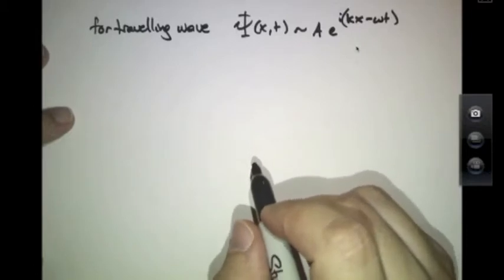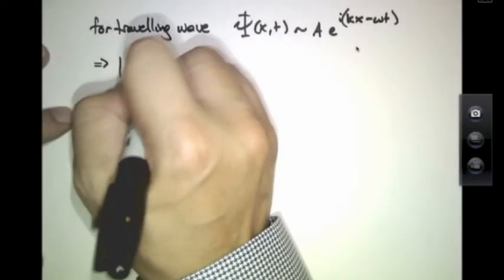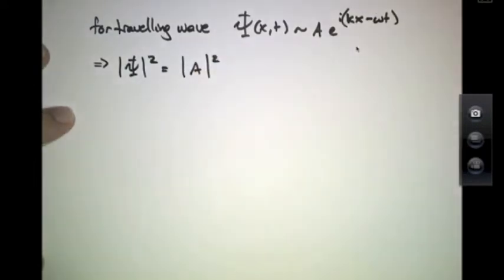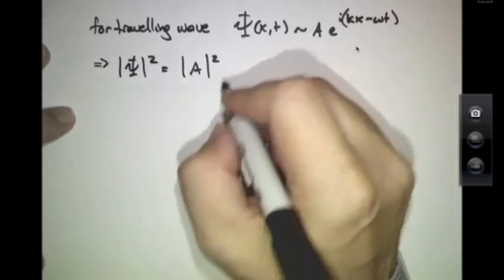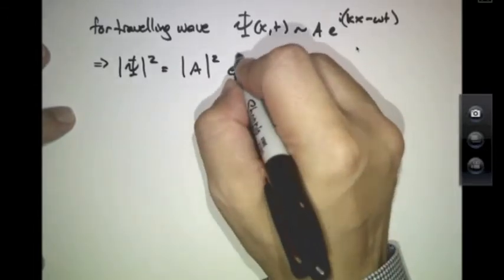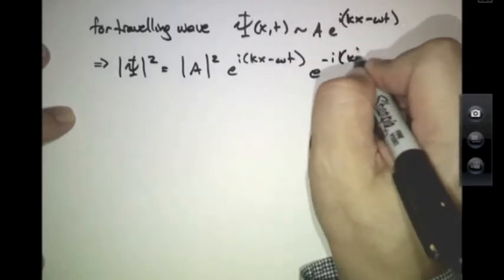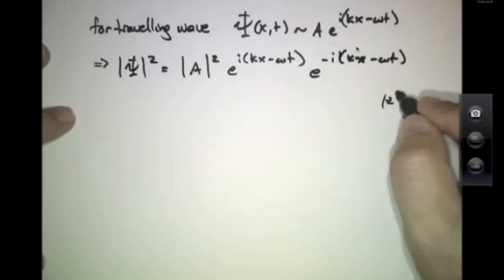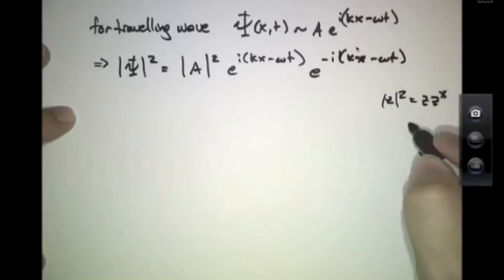What would the absolute value squared of this thing look like? Well, it would be the absolute value squared of that constant A, which can be itself complex, although it is a constant in x and a constant in t, times e to the i(kx minus omega t), times e to the minus i(kx minus omega t). And this just comes from the fact that the absolute value squared of a complex number is equal to its complex conjugate times itself.